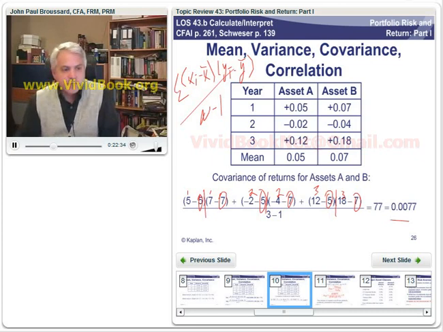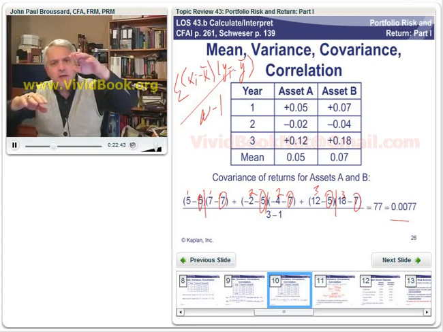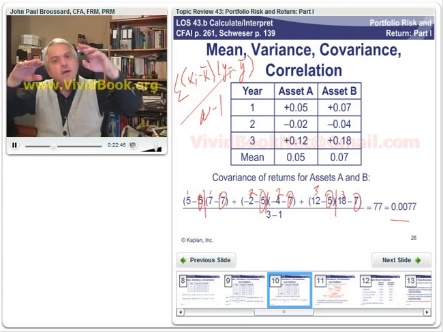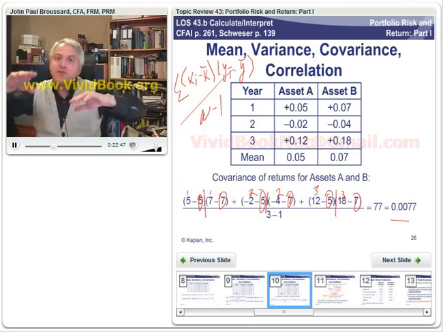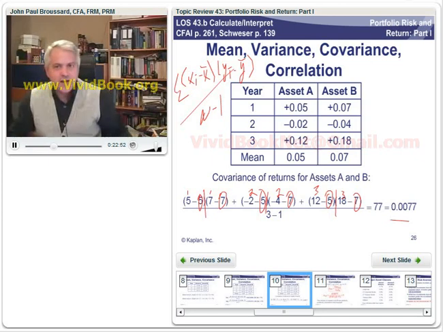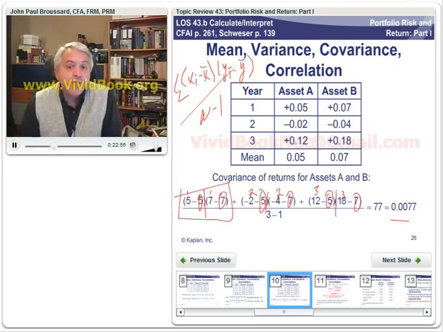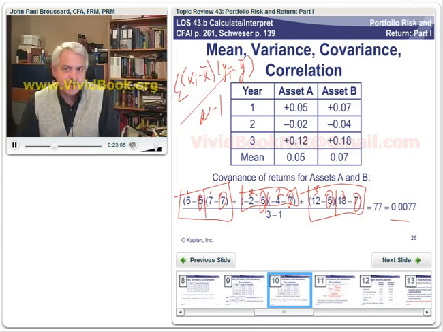We divide that by 3 minus 1, and we get essentially a positive number. What this indicates is that on average, when asset A is above its mean, asset B is above its mean, and when asset A is below its mean, asset B is below its mean. It just means on average. It doesn't necessarily mean that it's always the case, but you can see that in the second case they're below the mean at the same time, and in the third case they're above the mean at the same time.